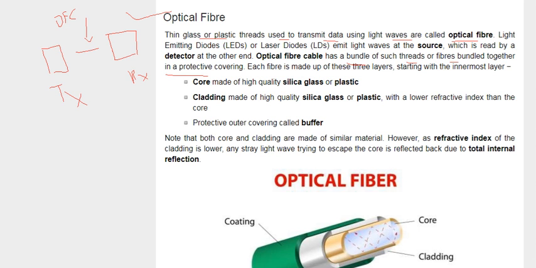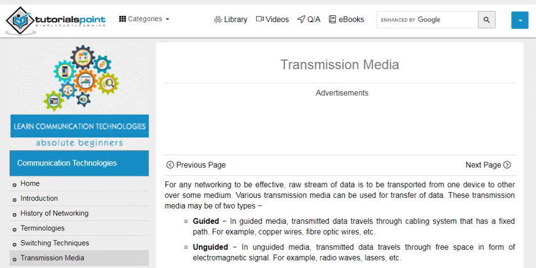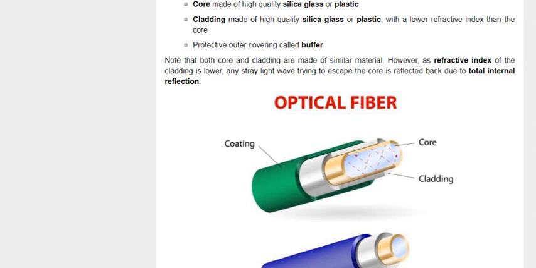So now we will see its construction. So each fiber is made up of 3 layers, starting with the innermost layer. So there are 3 layers in the optical fiber cable, and these fibers are bundled together in a protective covering or the coating which is made of plastic. So now let's see the construction of the OFC cable. So there are 3 layers in optical fiber cable.